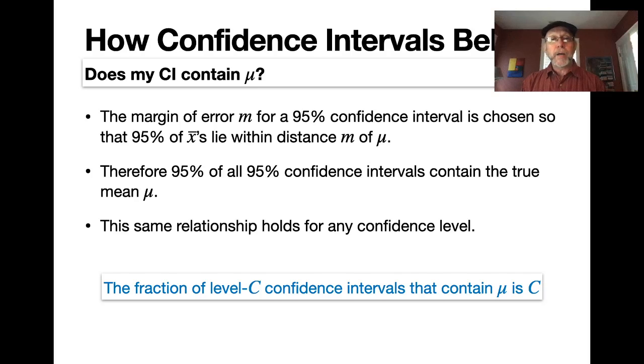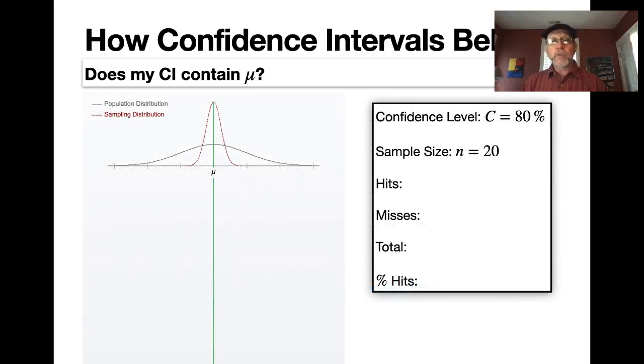I want to show you an app, actually screenshots from that app, that illustrate this process and this fact in a kind of a nice way. The app allows you to specify a confidence level, which I've done at 80% here, and also a sample size, and I've taken it as 20. The app assumes that the population distribution is normal, and you see that distribution in the left-hand panel there. It's the short, fat curve. The curve in black is the population distribution.